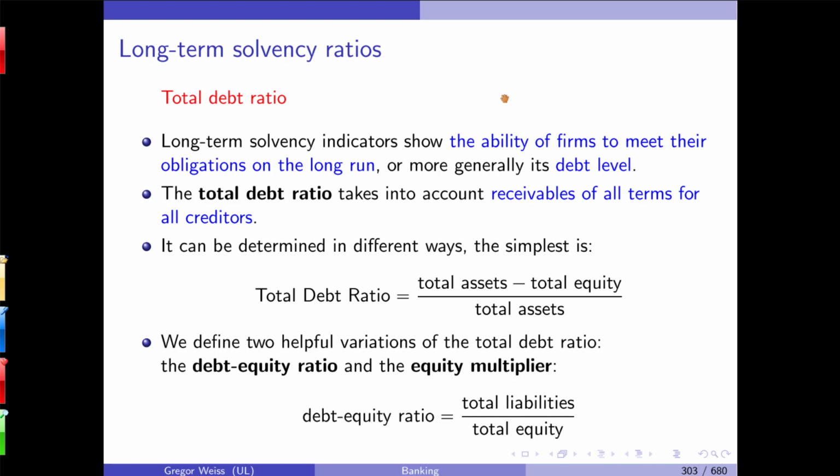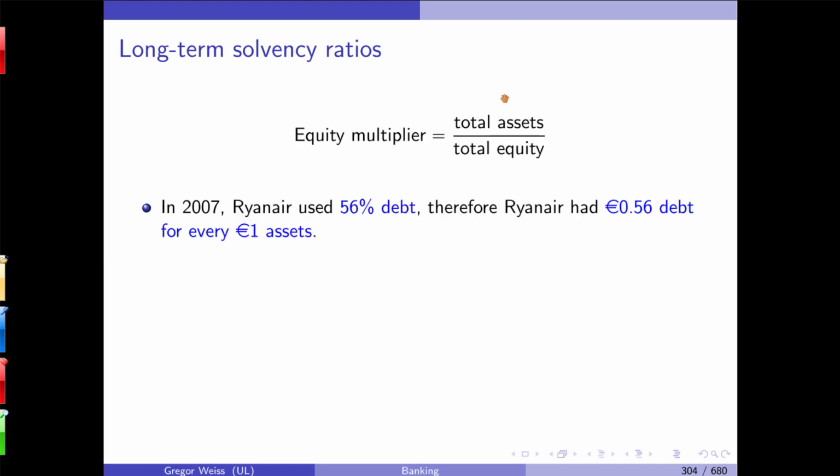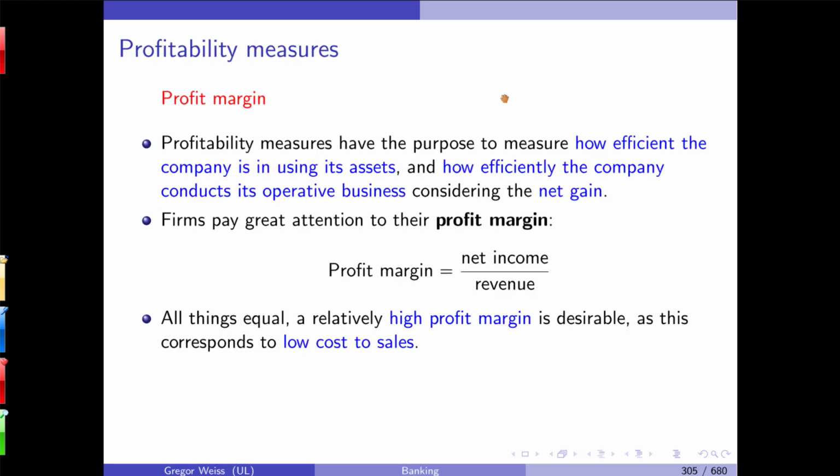So the total debt ratio, the debt equity ratio, only tells you how much liabilities, how much debt do you have in comparison to total equity. And if you turn it around, you get the so-called equity multiplier, total assets divided by total equity. And you can see Ryanair used 56% debt. So for every euro in assets, it used 56% in debt, which is not too much, again, when compared to, say, banks. Profitability measures. Very simple.